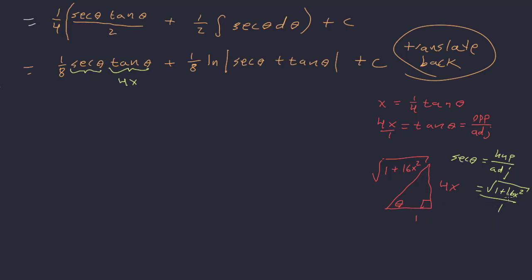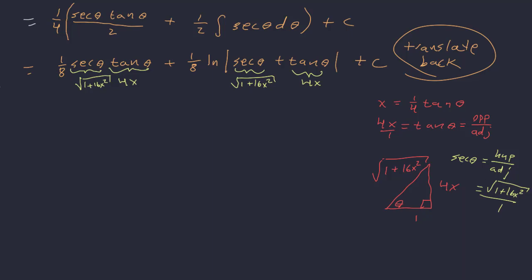So I love it when we divide by 1 because it cleans things up. So this secant theta becomes this square root of 1 plus 16x squared. And we're going to pop these pieces right back in here too. So this secant will become a square root of 1 plus 16x squared, and this tangent will become a 4x.